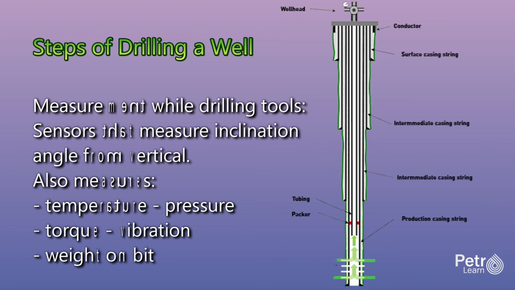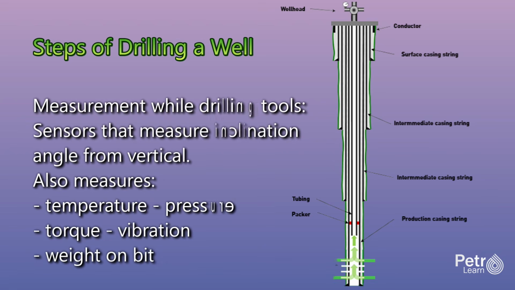The MWD tool has a valve that creates pressure pulses in the mud column by restricting flow momentarily. These pulses travel up the mud column at the speed of sound in the fluid, about 4,000 to 5,000 feet per second, and are detected by pressure transducers at the surface. The pulses are decoded to recover the downhole data.